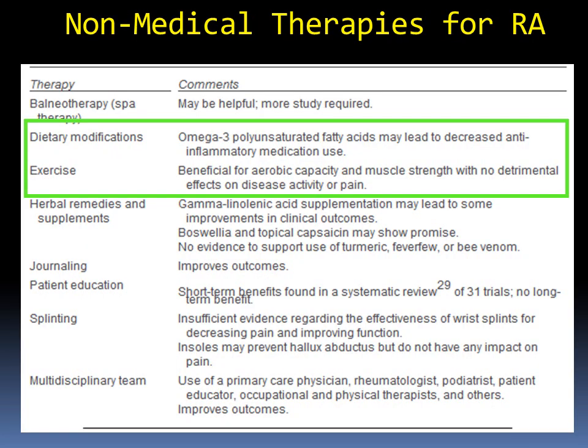If we look at non-medical therapies for rheumatoid arthritis, we can see that dietary modification by increasing omega-3 polyunsaturated fats will actually decrease anti-inflammatory medication use. So they work on eliminating those free radicals and that inflammatory response. Exercise with the use of aerobic or strength training has no detrimental effect on disease activity. So it's not going to increase the deterioration of the joint, and it's not going to increase pain. So it's going to have a positive effect on the individual.